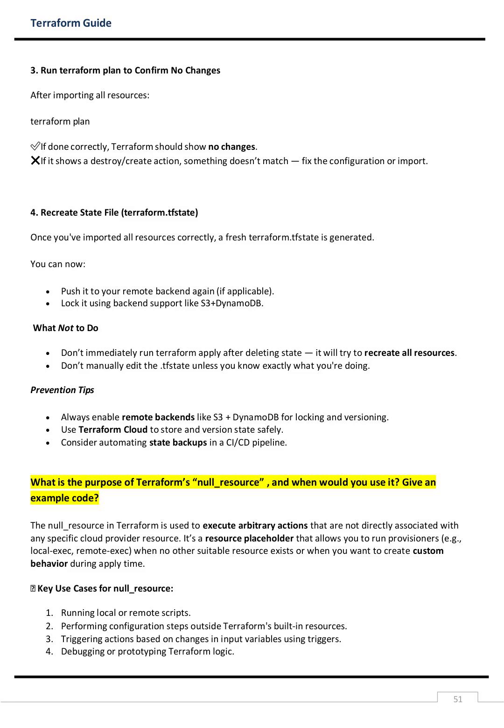What is the purpose of Terraform's null_resource, and when would you use it? Give an example. The null_resource in Terraform is used to execute arbitrary actions that are not directly associated with any specific cloud provider resource. It's a resource placeholder that allows you to run provisioners, for example local-exec or remote-exec, when no other suitable resource exists, or when you want to create custom behavior during apply.